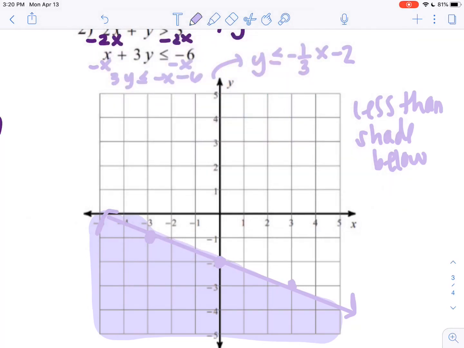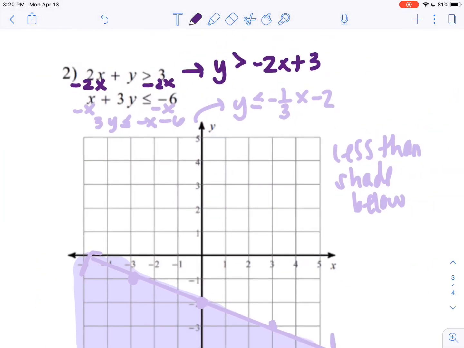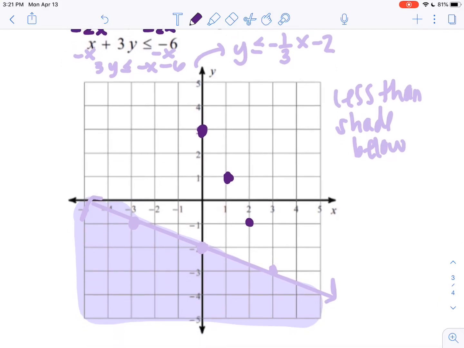And then I'm going to graph my second line. So the starting point is +3. The slope is -2 over 1. So I'm going to go down 2 to the right 1. Remember, I'm not looking for the point that they intersect. I'm looking for the shading that they intersect. Let me make sure I graph this right. So down 2 to the right 1. Okay. Up 2 to the left 1.